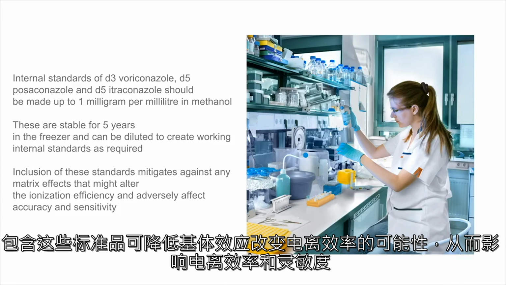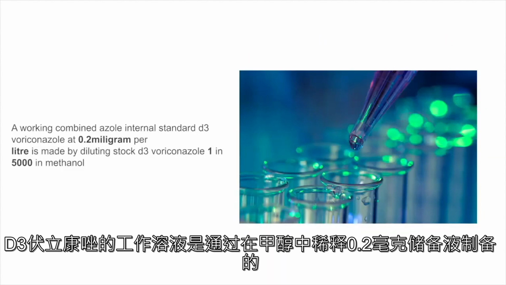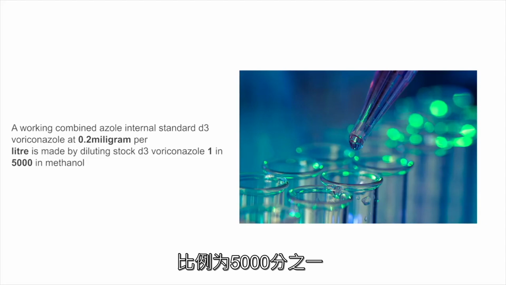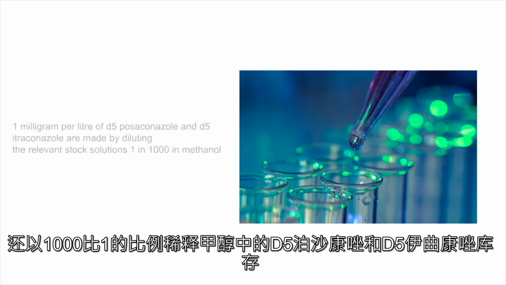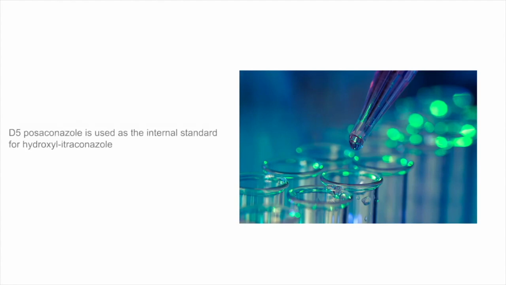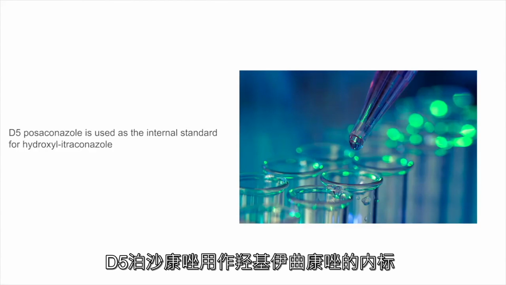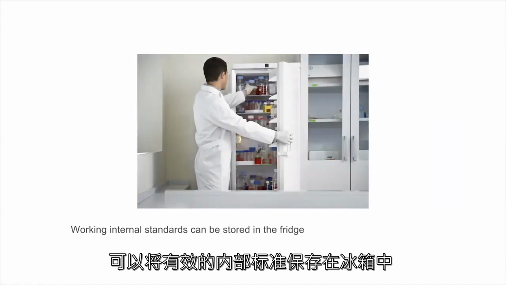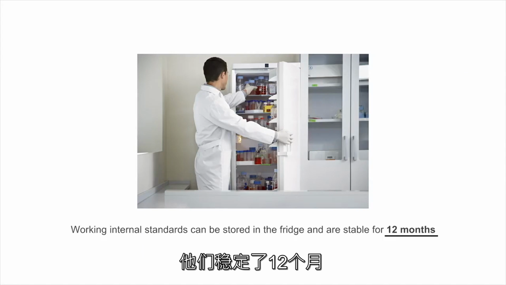A working combined azole internal standard, D3 Voriconazole, at 0.2 mg per litre is made by diluting stock D3 Voriconazole 1 in 5,000 in methanol. 1 mg per litre of D5 Posaconazole and D5 Itraconazole are made by diluting the relevant stock solutions 1 in 1,000 in methanol. D5 Posaconazole is used as the internal standard for hydroxyitraconazole. Working internal standards can be stored in the fridge and are stable for 12 months.